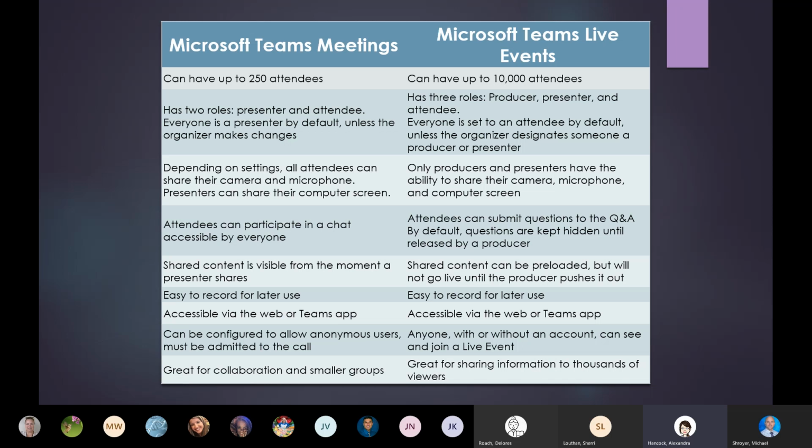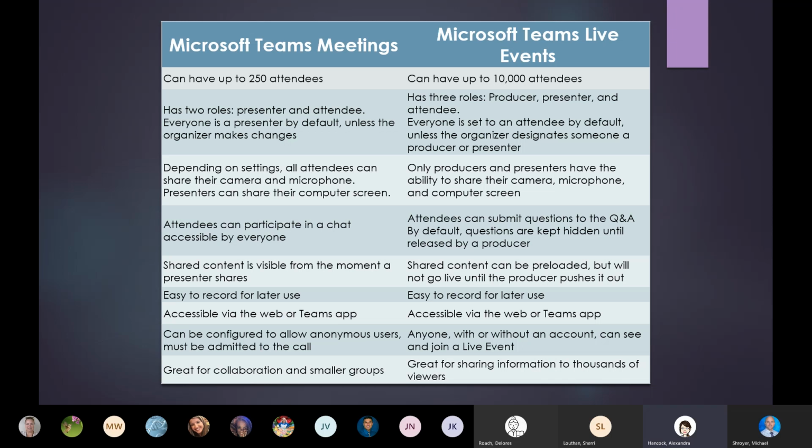They can post questions to the Q&A, but you can keep those questions anonymous or private until you would like to share them. So attendees have a much more limited role in the live event because it is going to 10,000 people, whereas in Microsoft Teams meetings, attendees can be more collaborative. They can share their microphone, they can share their camera.